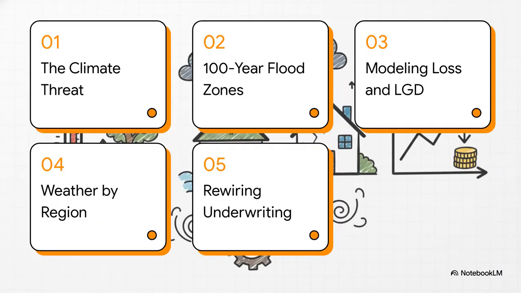Here is our roadmap for today. 1. The climate mortgage threat. 2. Mapping 100-year flood zones. 3. Modeling expected loss and LGD. 4. Weather events by region. And 5. Rewiring underwriting and valuation.